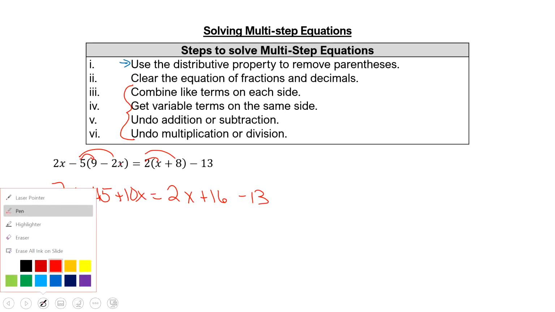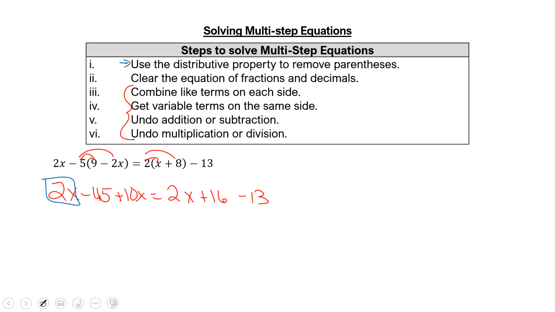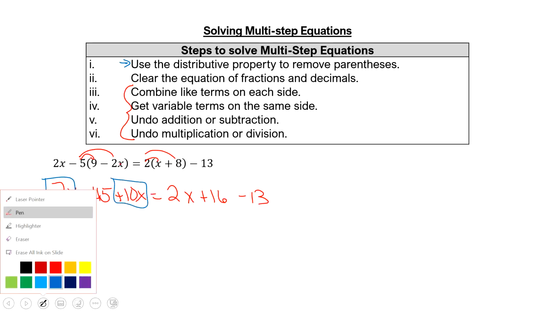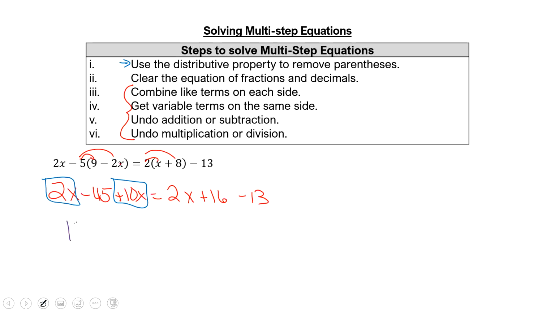On the left, my like terms are 2x and 10x. So I combine those, I get 12x. That's going to be minus 45 still, equals 2x. My like terms over here are that. So that's going to leave me with plus 3.